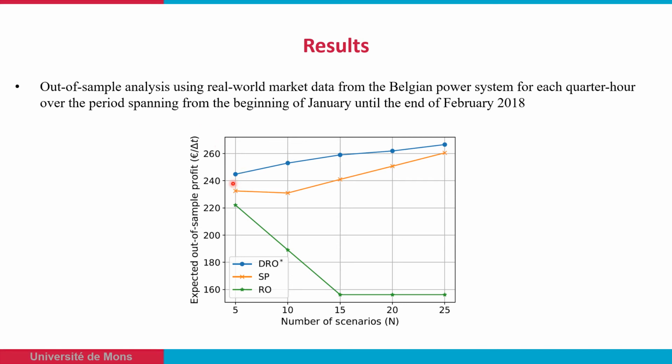Here we see the three optimization techniques: distributionally robust optimization in blue, scenario-based stochastic programming in orange, and robust optimization in green. And the main message of this figure is that when your representation of your uncertainty is not complex enough, here represented by too few scenarios, you really see the added value of applying distributionally robust optimization, where you see a higher expected out-of-sample profit, and it allows the market actor to make better informed decisions.